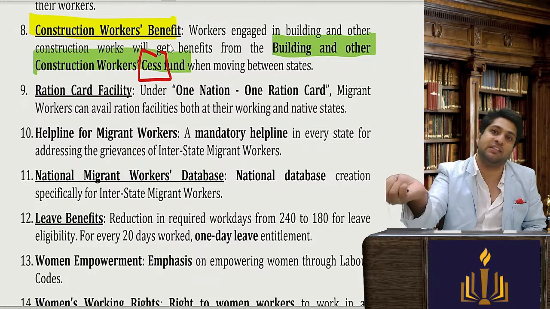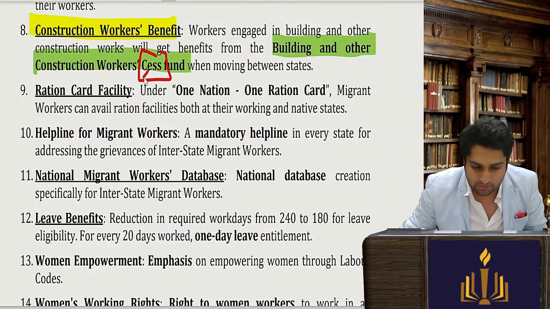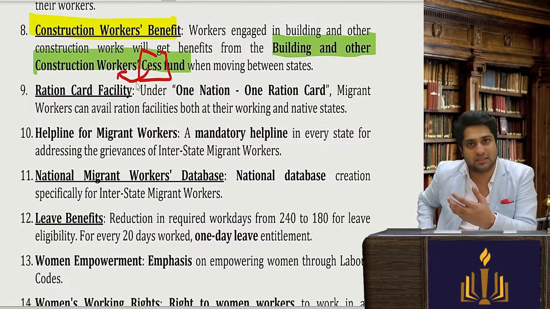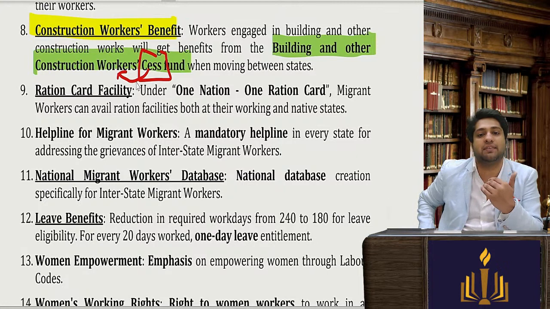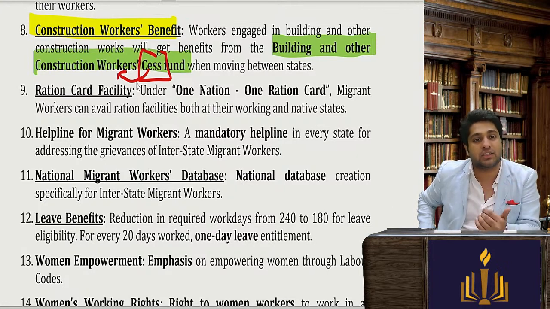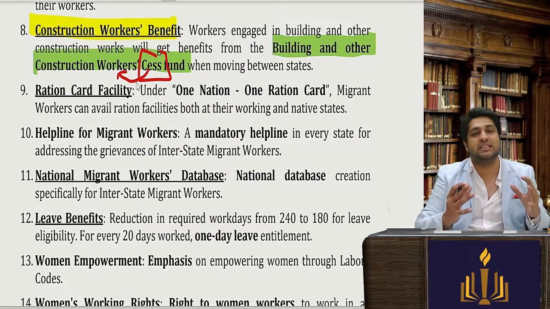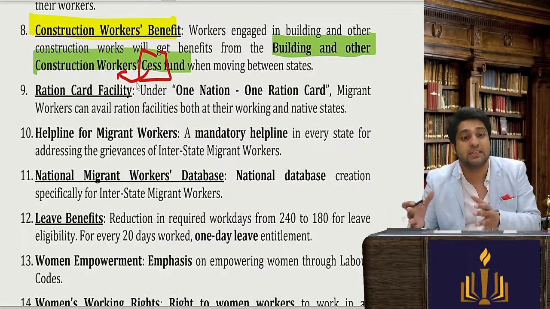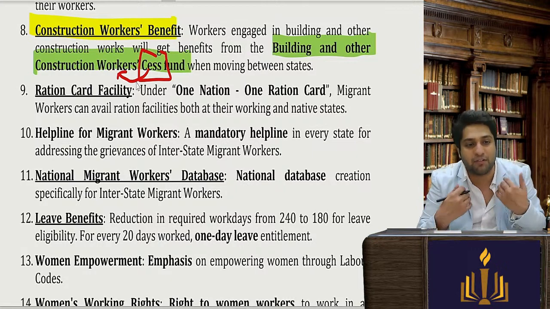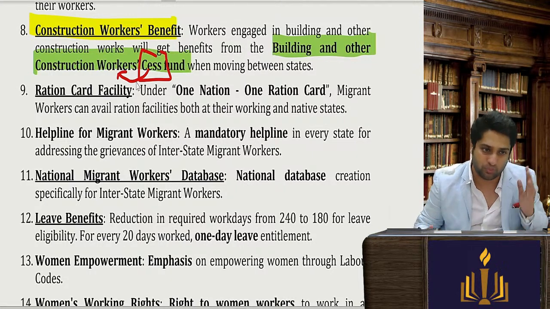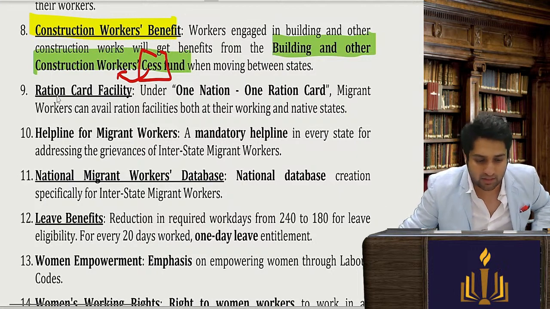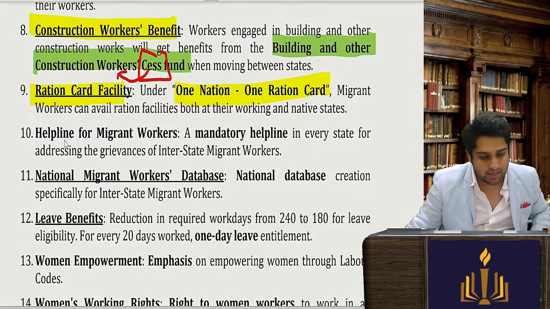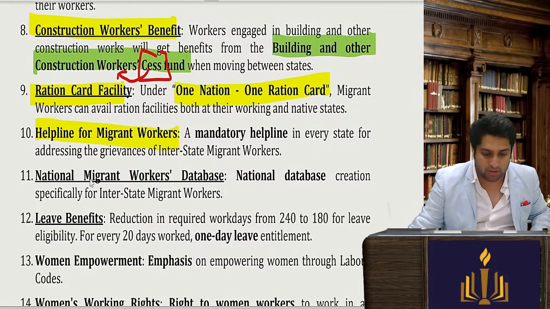And the purpose will be given just before that. So the purpose will be written here for what that cess is. They will say water cess or some other cess. So here they are giving building and other construction workers cess. The funds can come in as the government decides, and it can give government grants. This cess fund can only be used for the welfare of building and construction workers. So this also has been made. Then ration card facility, one nation, one ration card. A helpline number has been given for migrant workers.